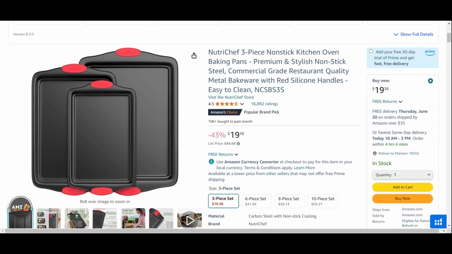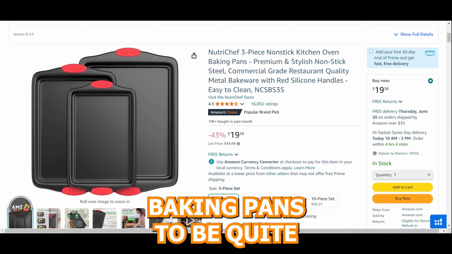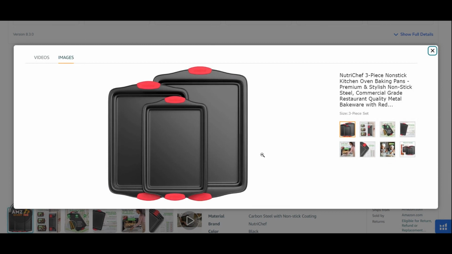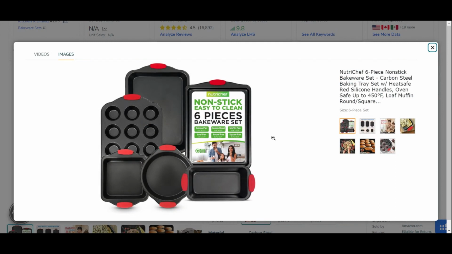Another example is, well, I want you to look at this set of baking sheets, baking pans to be quite clear. So this is the main image. It's a standard main image, nothing really different about it. However, look at this seller. Look at, it's actually the same company, but look at this ASIN.